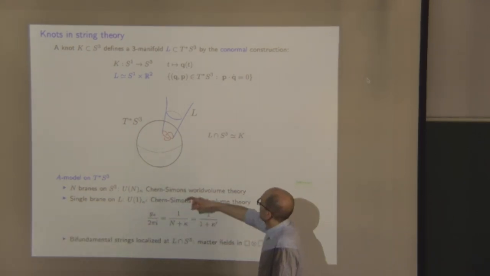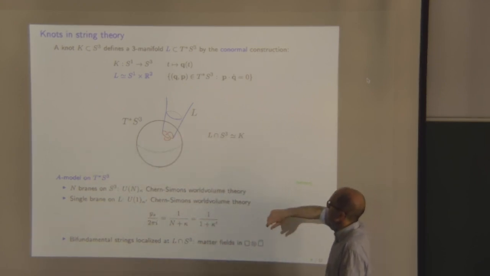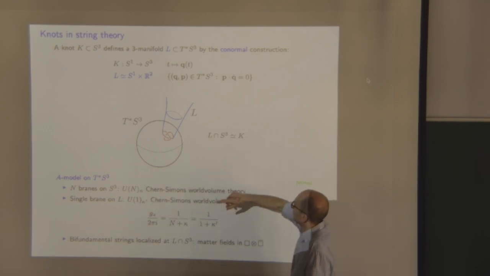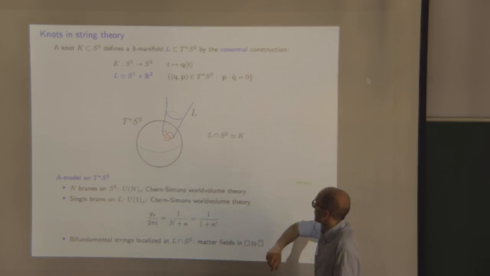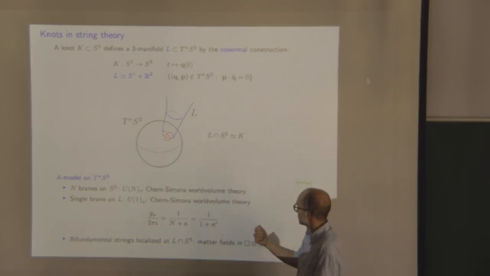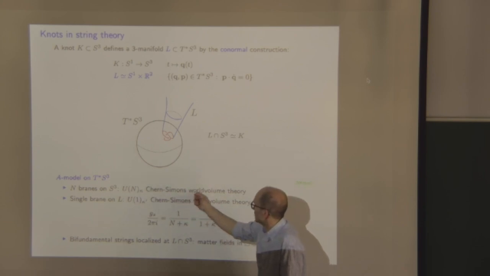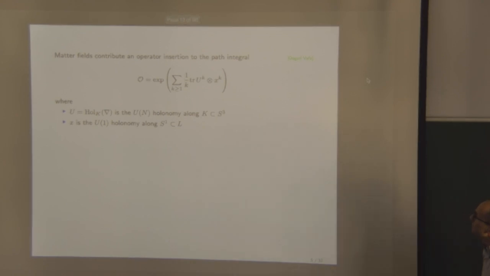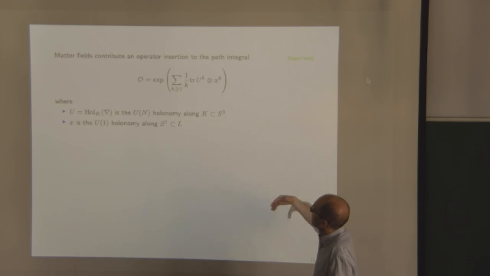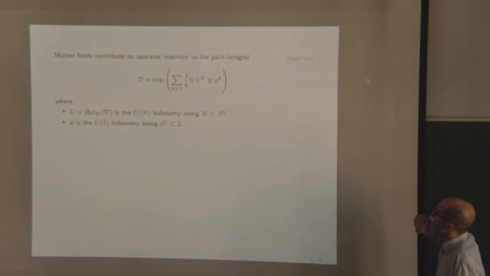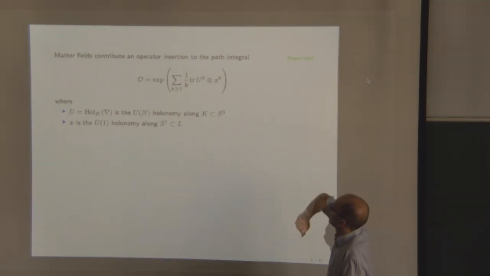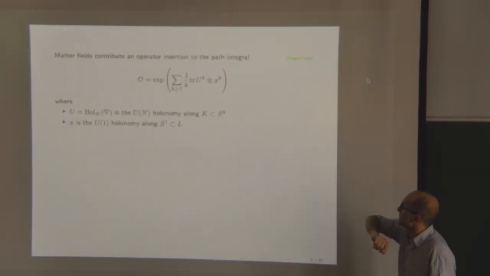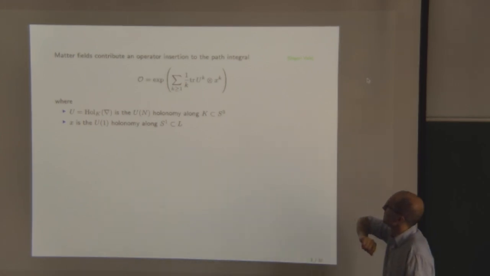But now when you have branes both on L and S³, you can also have strings that have one endpoint on S³ and one endpoint on L. From the viewpoint of the dynamics on these branes, these give rise to charged particles or charged fields which couple to the connections on S³ and on L. These are called bifundamental fields. And as we've heard in the previous talk, they give rise to a contribution to the partition function that was computed by Ooguri and Vafa. This contribution is a function of U and X, where U is the holonomy in the U(N) Chern-Simons theory on S³, and X is the U(1) holonomy on L.